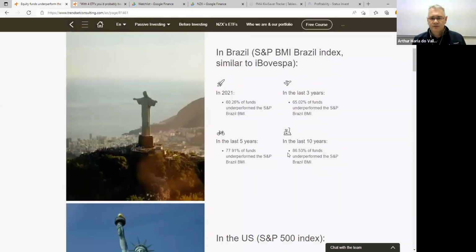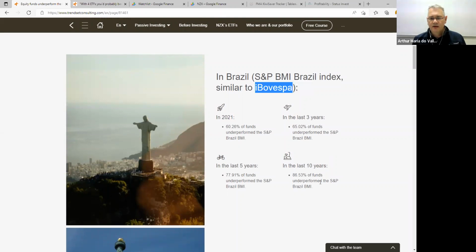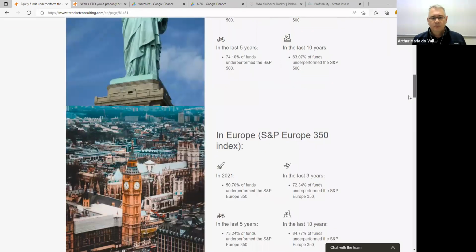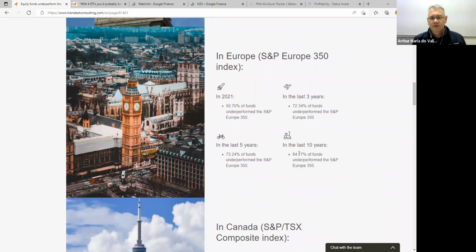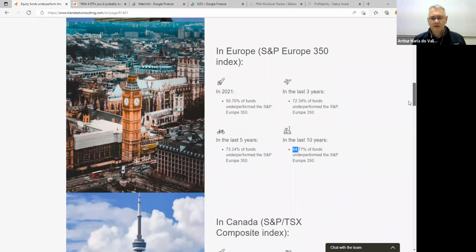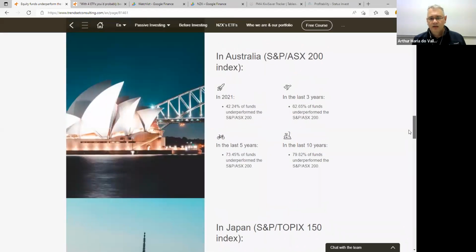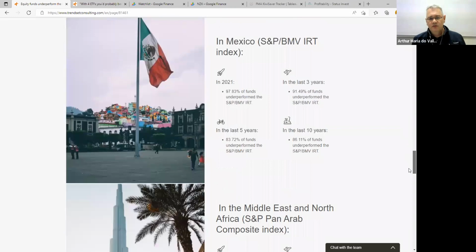For example, if you go to Brazil, we have the Ibovespa index over there. And in the last 10 years, 86% of the investors or the funds there underperformed the Ibovespa index. That is quite bad, I would say. And that same idea repeats all over the places, like Europe, 84% underperform the local index. Canada, similar situation. Australia, a little bit better, but still around 80% of the fund managers there, the active ones, underperform the local index that is the ASX 200. Okay, so in all the countries, you will see the same behavior.